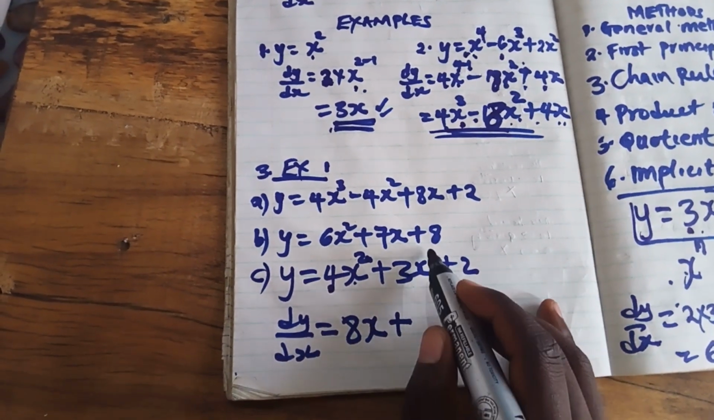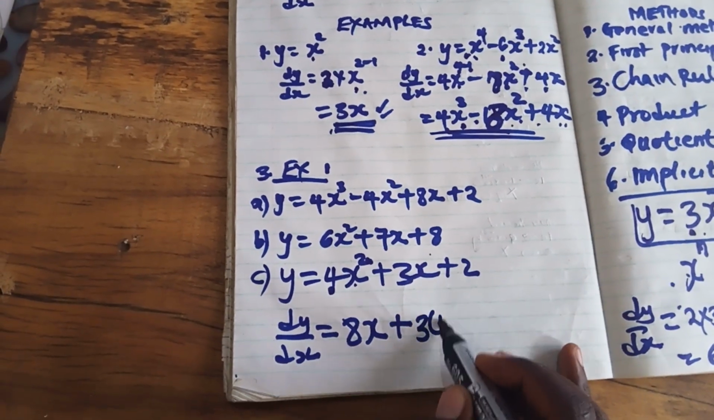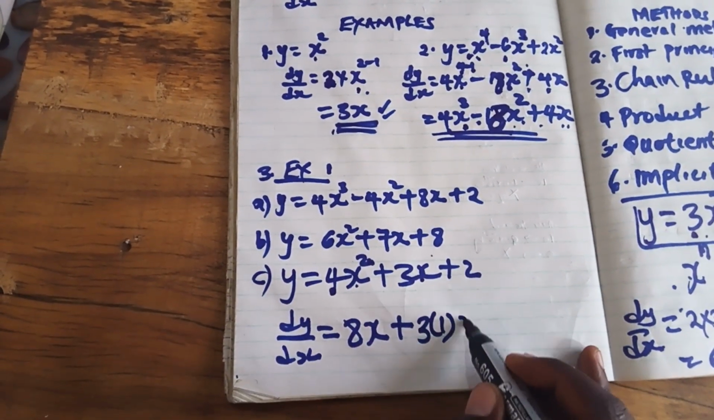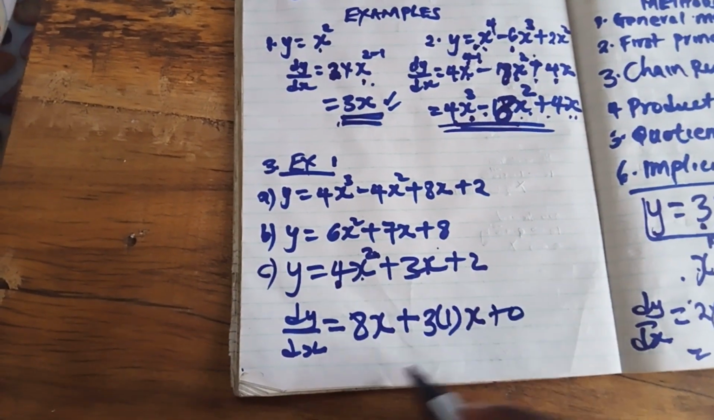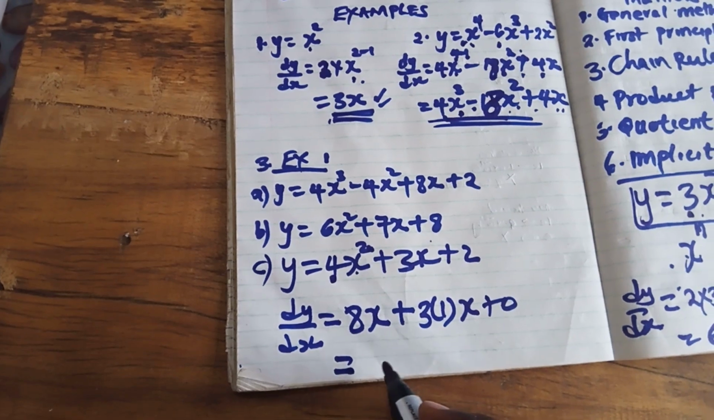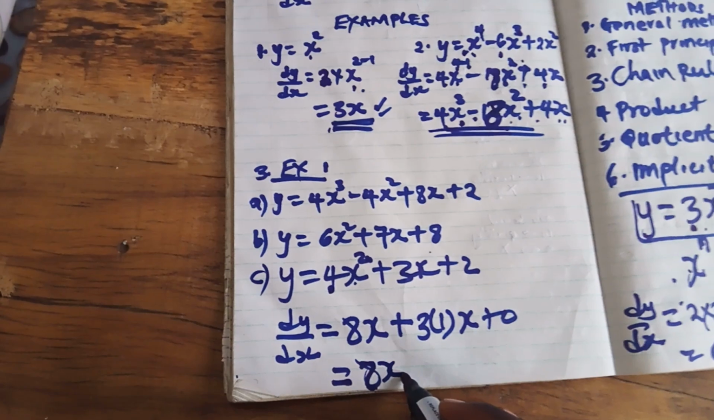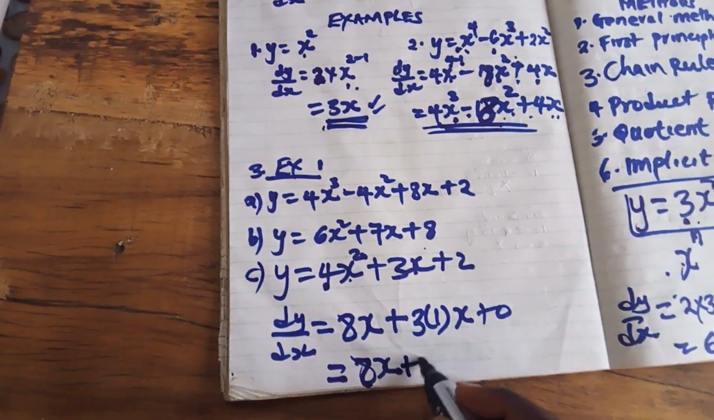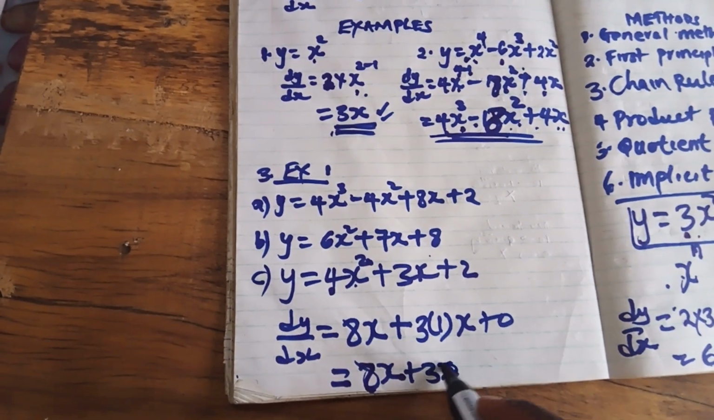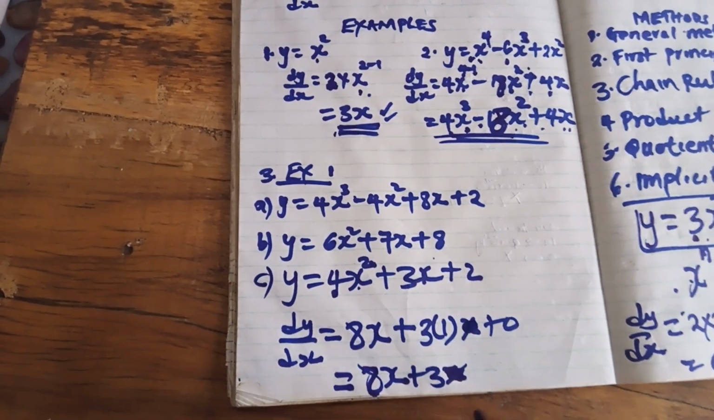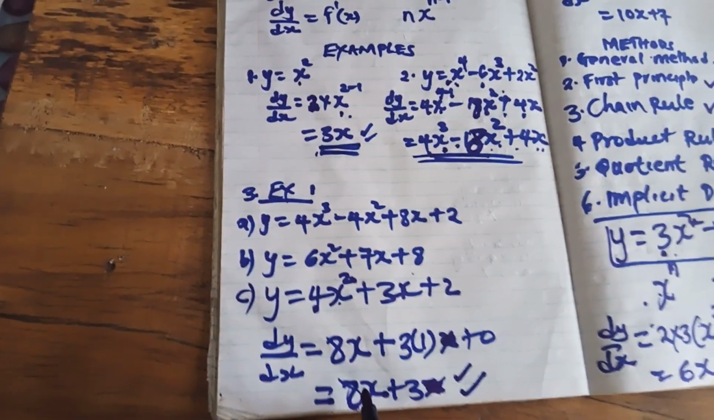Then this one, here we have a power of 1. So it will be 3 into 1 multiplied by x. So this one remains a constant, which is 2, so plus 0. So our final answer becomes 8x plus 3. 3, not 3x. That's now our final answer.